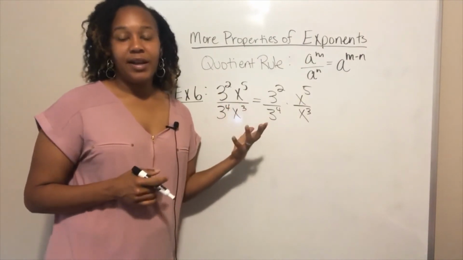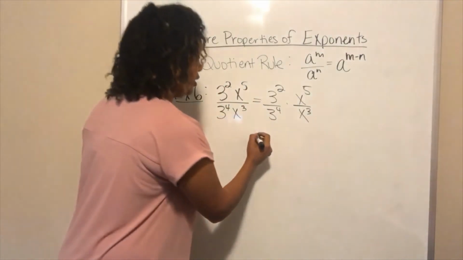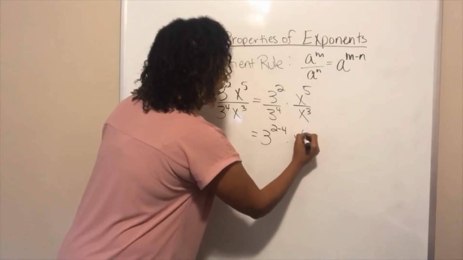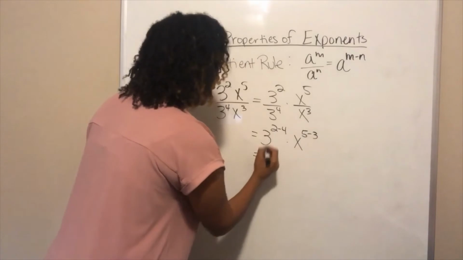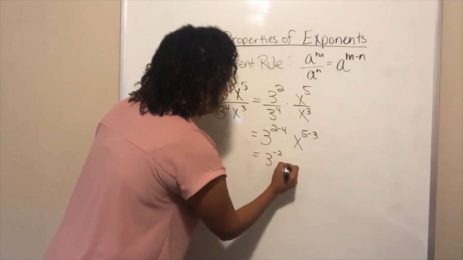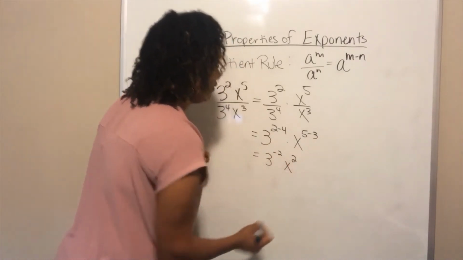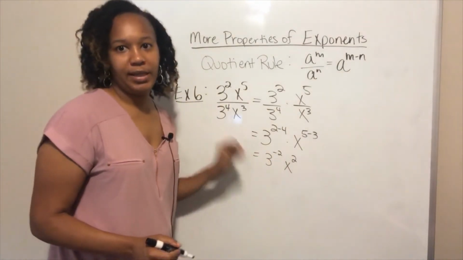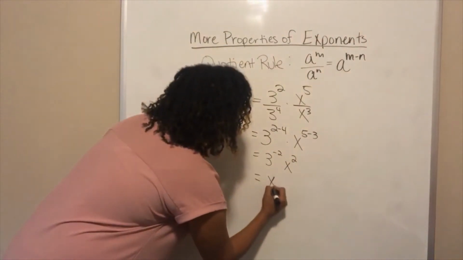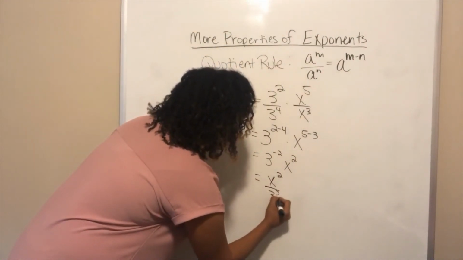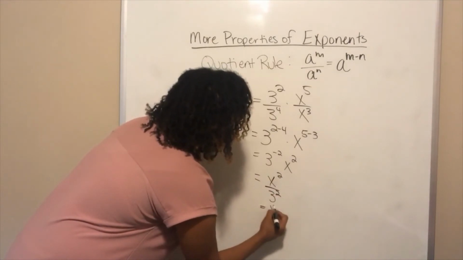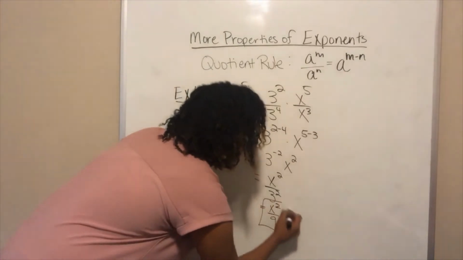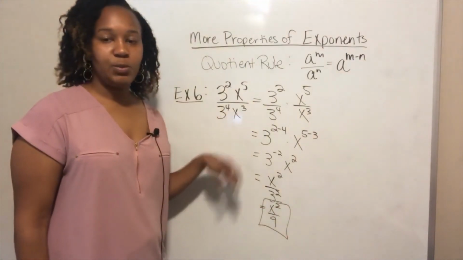Now because I'm dividing and the bases are the same, I can use the quotient rule for each of these. So this will become 3 to the 2 minus 4 times x to the 5 minus 3. If I subtract 2 minus 4, that's negative 2. If I subtract 5 minus 3, that's positive 2. Because this has a negative exponent, we have to rewrite it in the denominator. And so this will be x squared over 3 squared. And 3 squared is 9. So this will be x squared over 9. So x squared over 9 will be our final solution to this problem.